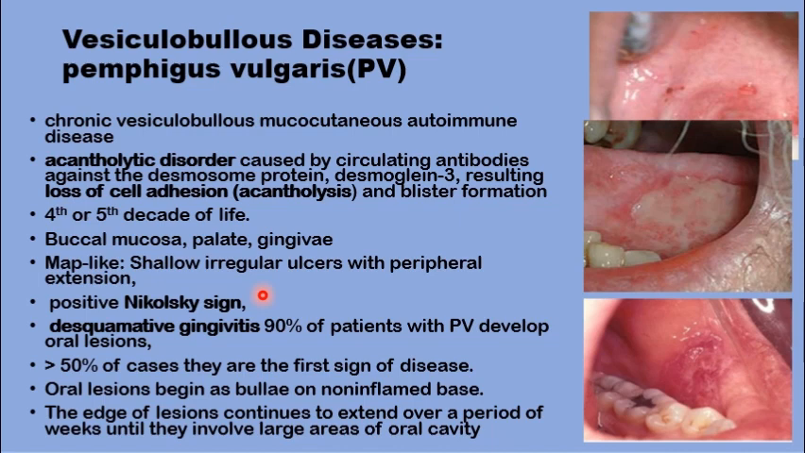Some of the patients would have desquamative gingivitis, and 50% of the patients with pemphigus vulgaris would have oral manifestations as their first sign of the disease. The edge of the ulcer would continue to extend over a period of weeks until they involve a large area in the oral cavity.